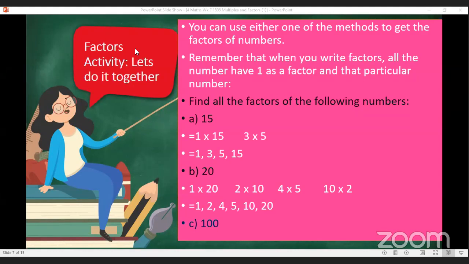1 times 100. Yes, well done. Those are the first ones. 2 times 50. Well done.